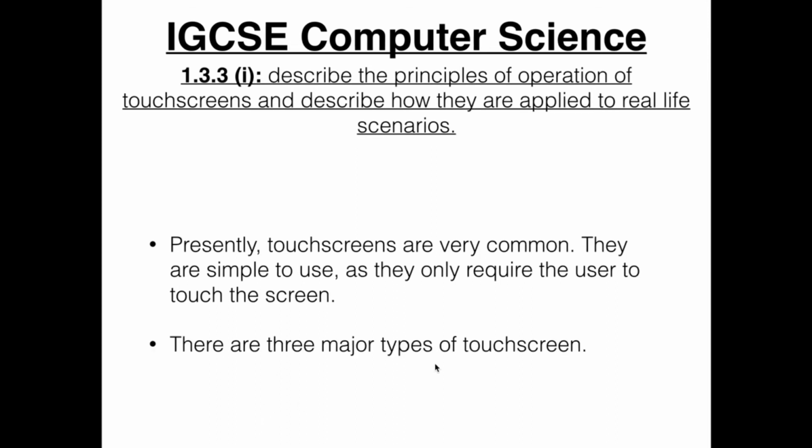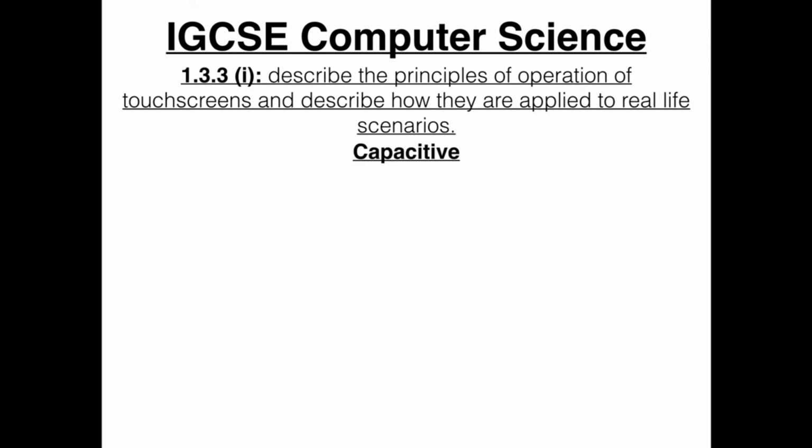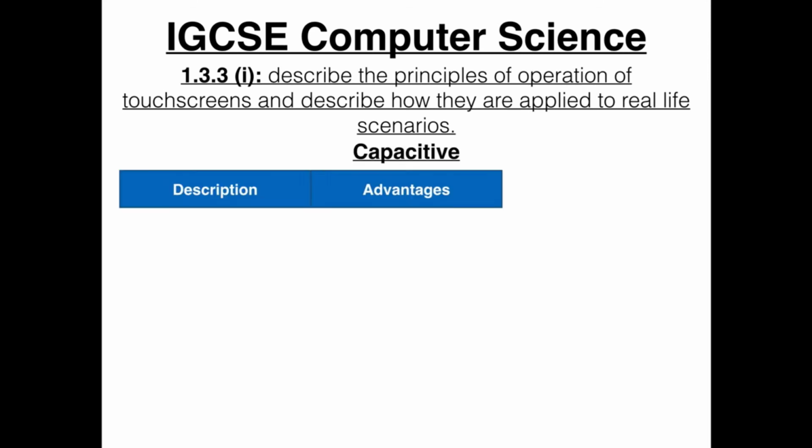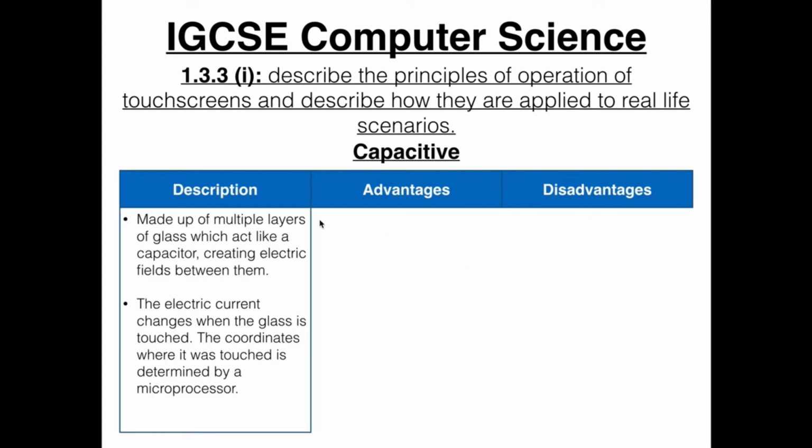As said, there are three major types of touchscreen. The first one is capacitive. We have a description, advantages, and disadvantages. A capacitive touchscreen device is made up of multiple layers of glass, which act like a capacitor, creating electric fields between them. The electric current changes when the glass is touched, and the coordinates where it was touched are determined by a microprocessor. Examples of capacitive devices include Apple iPhones and Samsung Galaxies.